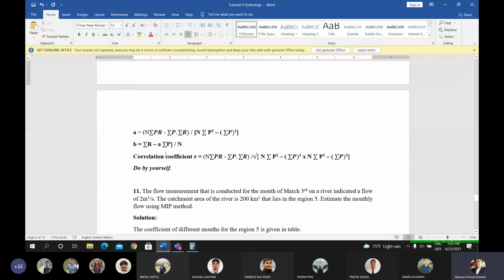I have given here the formula. A is equal to n summation pr minus summation p summation r divided by n summation p square minus summation p whole square. B is equal to summation r minus a summation p divided by n. The correlation coefficient can be taken as this. So you can do by yourself.